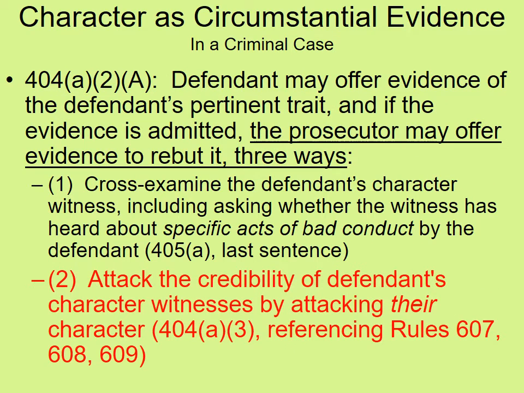So number 2, the prosecutor can attack the credibility of the defendant's character witness by actually going after that witness's character itself. And that comes in accordance with the rules for attacking the character of witnesses that we will cover later in the course. But for example, the prosecutor here could show that the person who is testifying that the defendant has a good character is a person who himself or herself has a prior conviction for perjury, for example. That would be allowed under our impeachment rules.